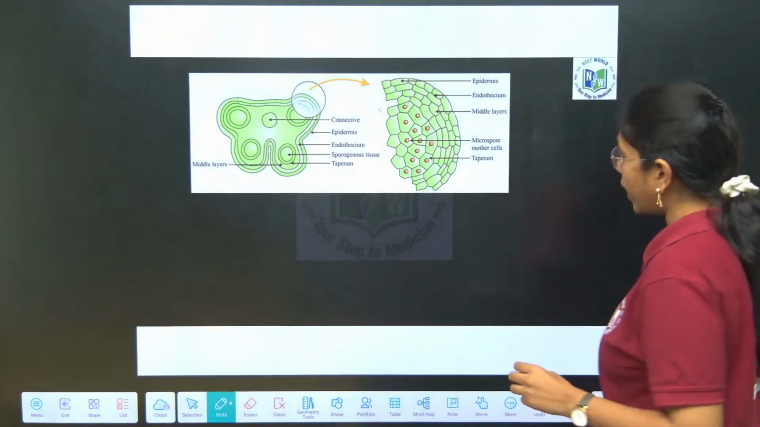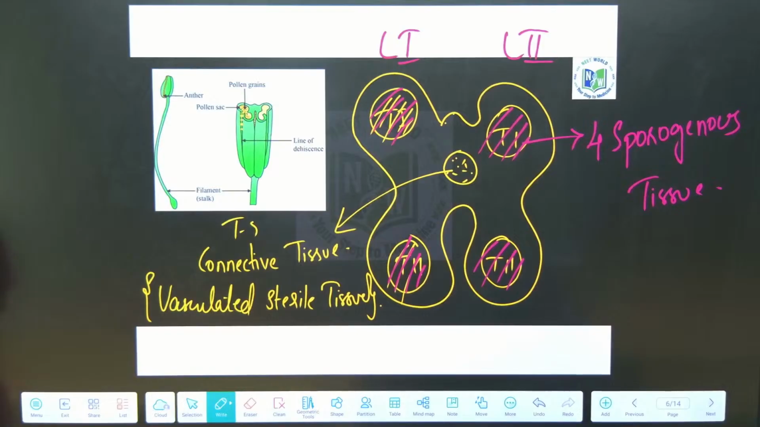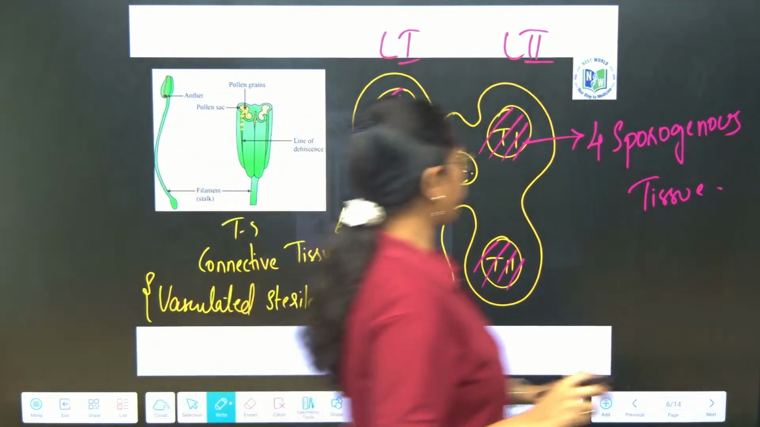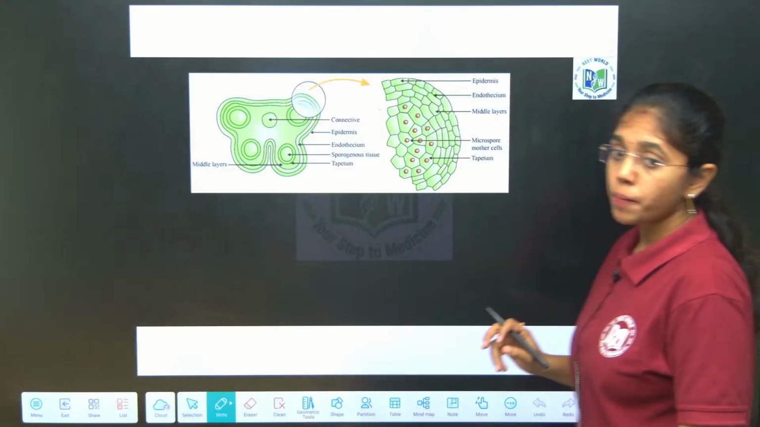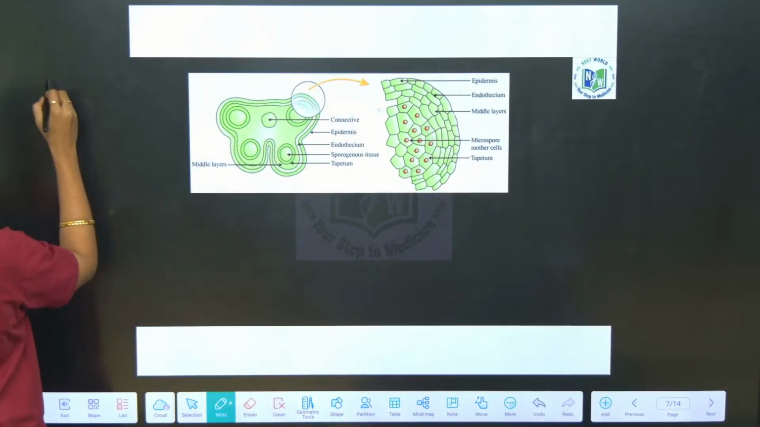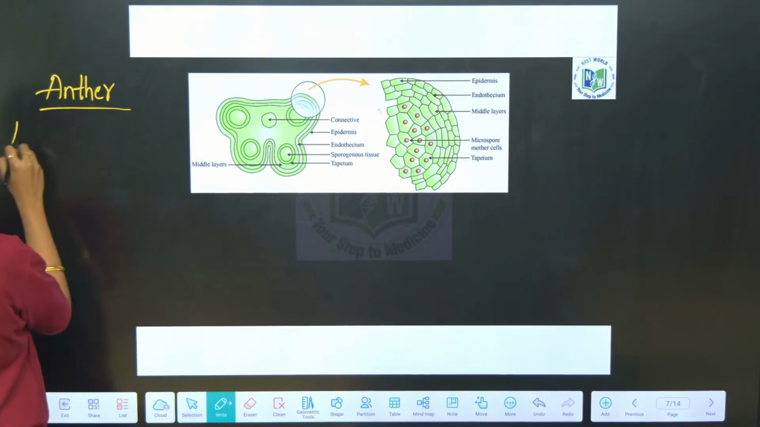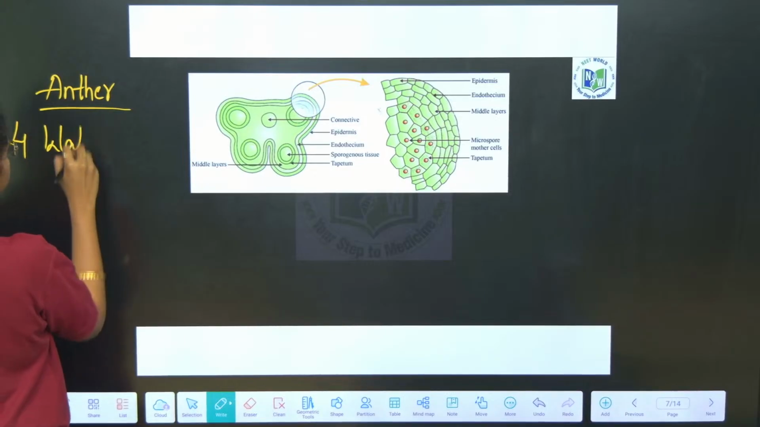Take down this. In 2 minutes we will start anther wall layers. Here we go with anther wall layers. Anther has 4 wall layers. Anther has how many wall layers? 4 wall layers.